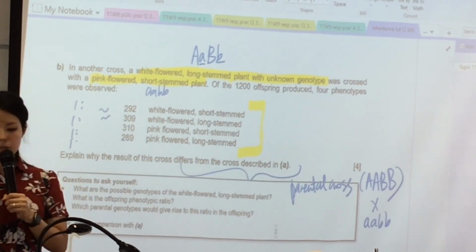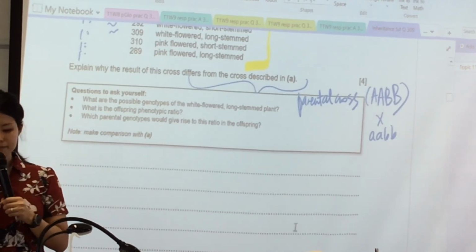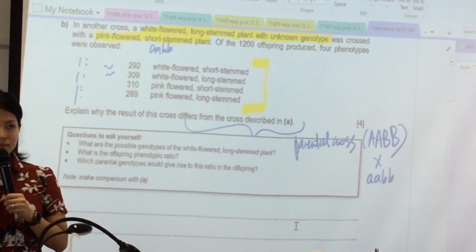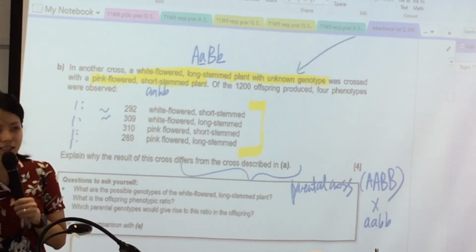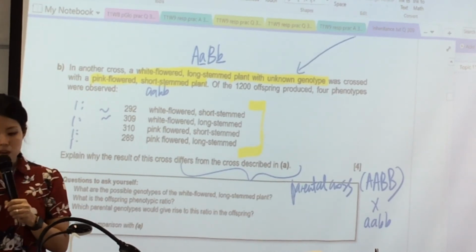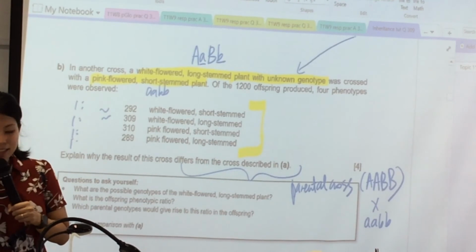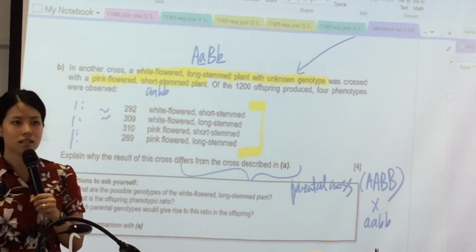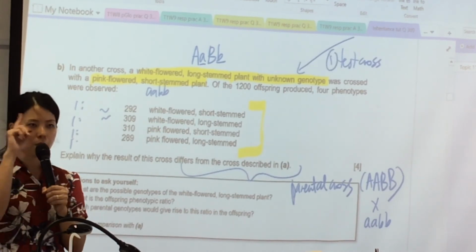Now, what do you think is expected in your answer for 4 marks? First mark, what would you mention? You say about the genotype. Yes, okay, 1 mark. Actually, this is a technique. Do you realize that when you cross an unknown parent with a homozygous recessive, what is it called? You learned about this? Oh, test cross. It's actually a test cross. So the idea that it's a test cross is 1 mark.